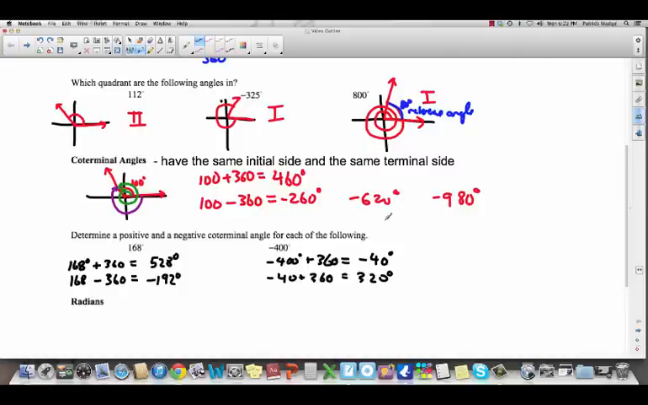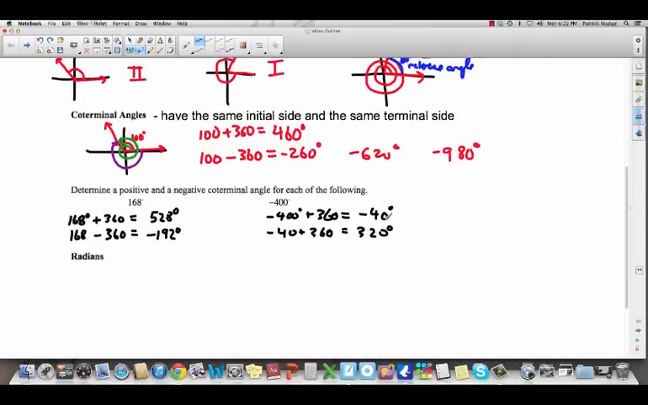Okay, here's something new. Radians. Radians is another way that you can measure angles. So remember on your calculator, I've told you up till now, make sure your calculator is on degrees or DEG or DGR. Don't have it on rads. Well, this is what a rad is. A rad is a radian. It's another way of measuring an angle.